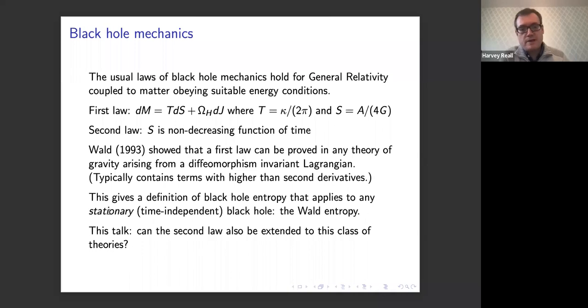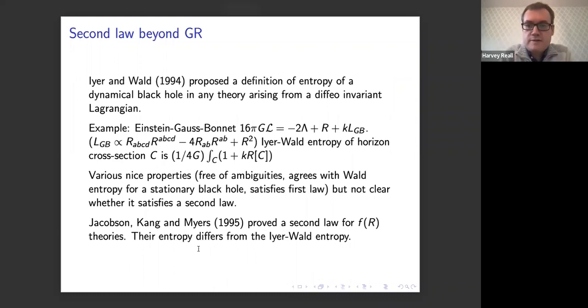So in this talk, I'm going to be talking about the second law and whether one can also obtain a second law for this class of theories. So, of course, there's been work on this in the past. And so Iyer-Wald, shortly after Wald's original work, made a proposal for a definition of black hole entropy in this kind of theory. So any theory arising from a diffeomorphism invariant Lagrangian. So it's a little bit technical, and I don't really have time to explain their proposal in detail, but let me just give you an example of what it looks like.